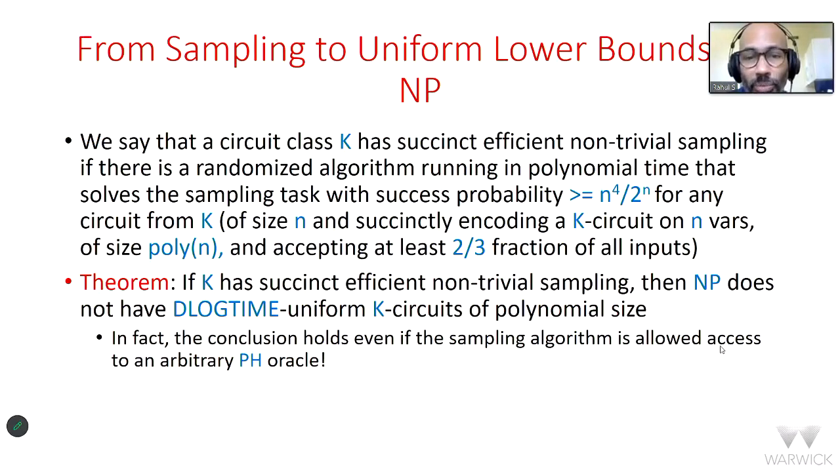NP doesn't have uniform K circuits of polynomial size. And in fact, the conclusion to this theorem, the lower bound, holds even if the sampling algorithm is given access to an arbitrary oracle of the polynomial hierarchy. So you can really relax the sampling algorithm's resource constraints and give it access to an arbitrary oracle in the polynomial hierarchy, and the conclusion will still follow.